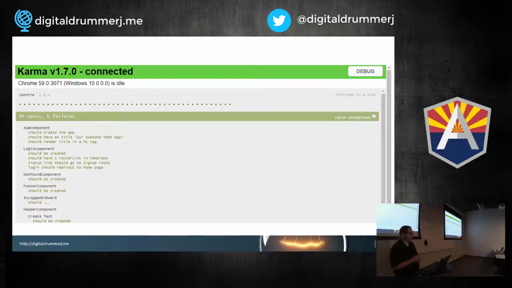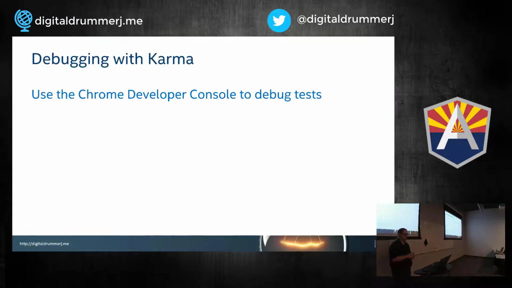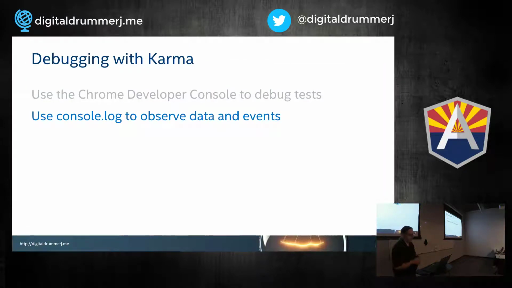It also gives you the debug button in the upper right. When you click that, it opens an additional Chrome window that wires up all the debugging so you can hook up the Chrome developer tools. A lot of times, I will use console.log to observe data and events. If I'm trying to troubleshoot a test that's failing, and I'm wondering what data is coming out of it, sometimes the breakpoints are useful. Other times, it's just easier to use console.log, and it'll all show up in the console for you like normal.